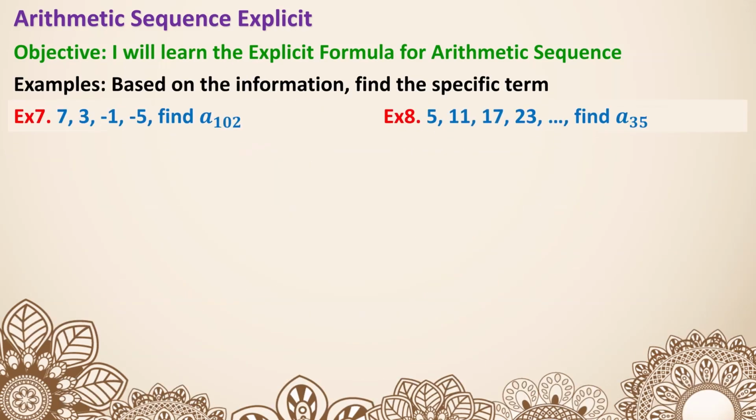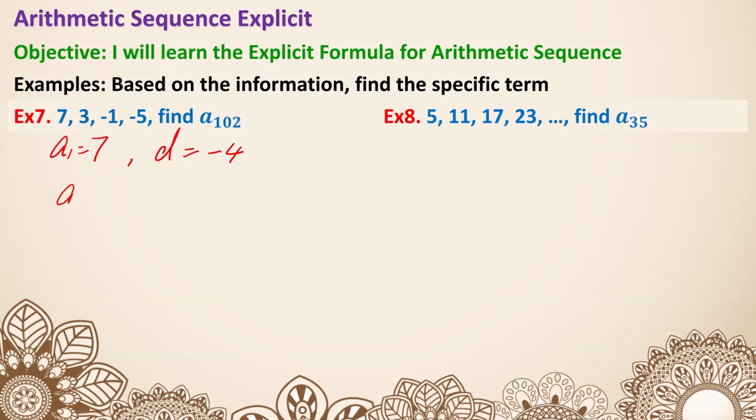Moving on. Now it's asking you to find a specific term. But you are given the sequence. You can easily identify the first term and the common difference so that you can write the explicit formula. So A sub 1 is 7. The common difference from 7 to 3, 3 to negative 1, negative 1 to negative 5 is subtracting 4. So the D is negative 4.